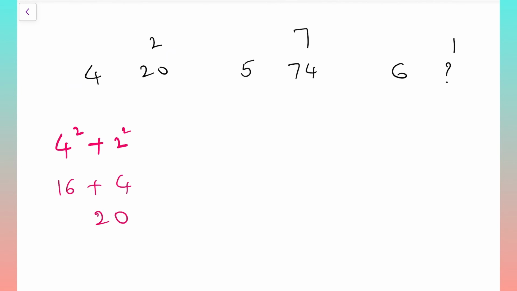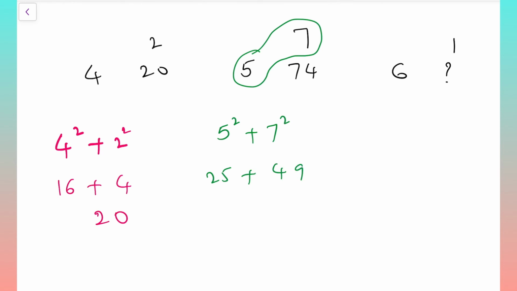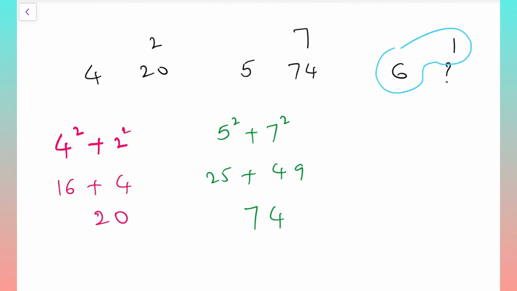Then 5 square plus 7 square we need to do here. 5 square 25 plus 7 square 49. 25 plus 49 it is 74. So the logic is correct. Now if you apply the same logic for this third one also, 6 square plus 1 square we need to do. 6 square is 36 plus 1 square is 1. 36 plus 1 which is nothing but 37. Next question.